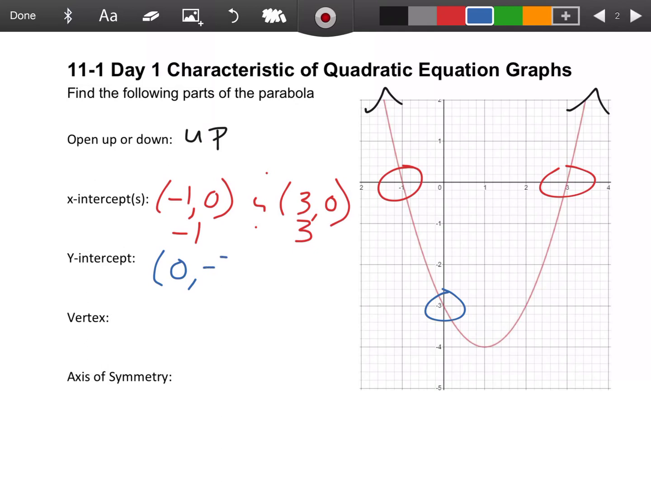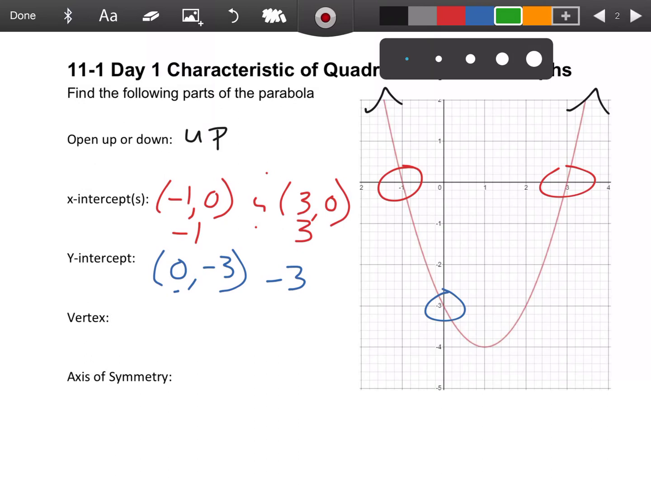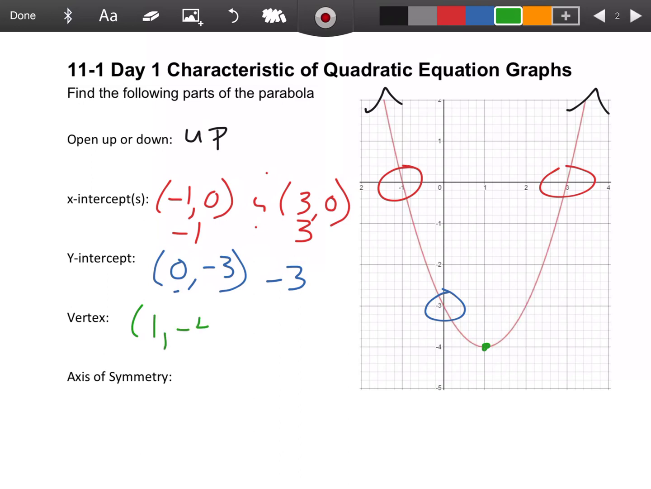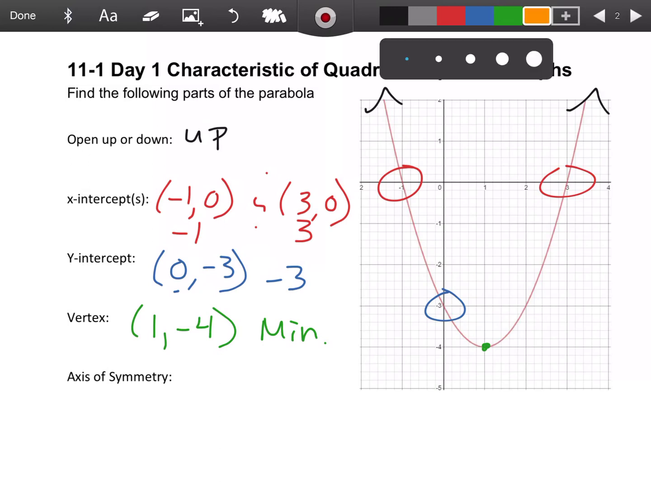For our y-intercept, it would be right here. That would be the point 0, -3. Once again, for all y-intercepts, our x is always going to be 0, so you wouldn't have to write it as a full coordinate. If somebody were to ask what's the y-intercept, you could just say -3. That is not the case for the vertex. For the vertex, you have to be specific. The vertex is right there, and in this case that would be 1, -4, and that would be a minimum value because it is the lowest point on our graph.